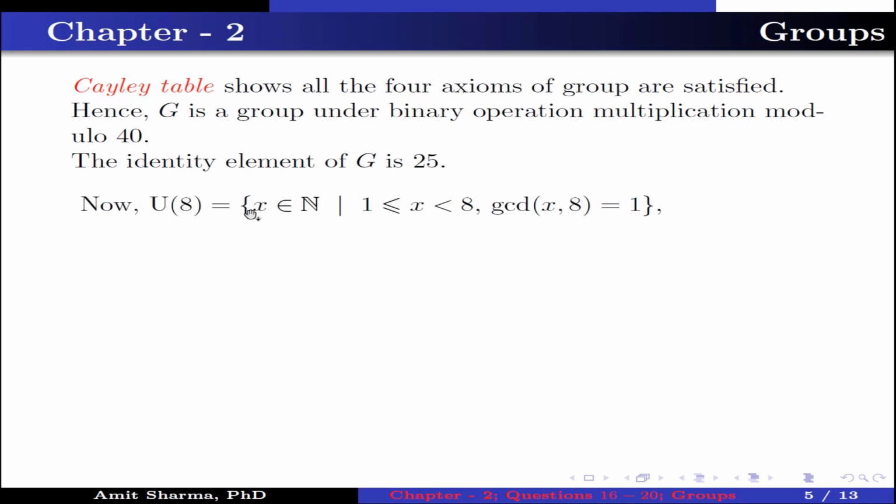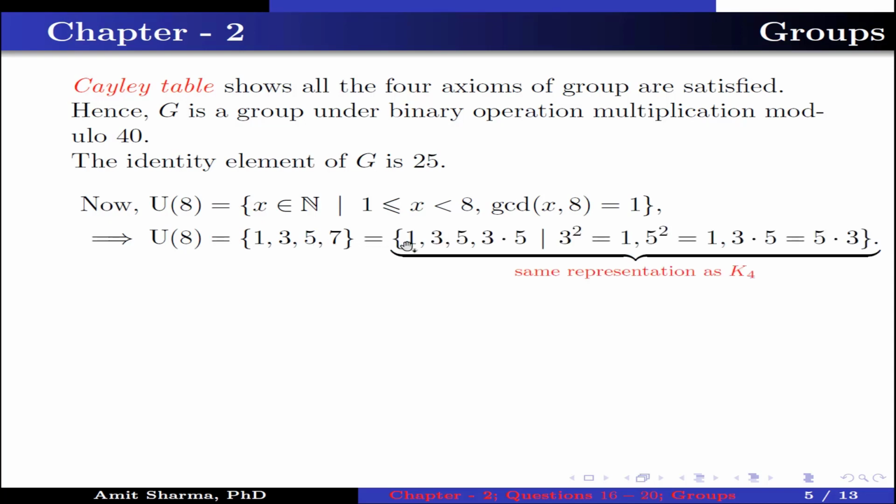Now, U(8) is equal to {x belongs to natural numbers such that 1 is less than or equal to x less than 8 and GCD of x comma 8 is equal to 1}. This implies U(8) contains the elements 1, 3, 5 and 7. Now 3 times 5 is 15, which under multiplication mod 8 becomes 7. Here 3 squared is 1, 5 squared is 1, and 3 times 5 is equal to 5 times 3. This is the same representation as K4.